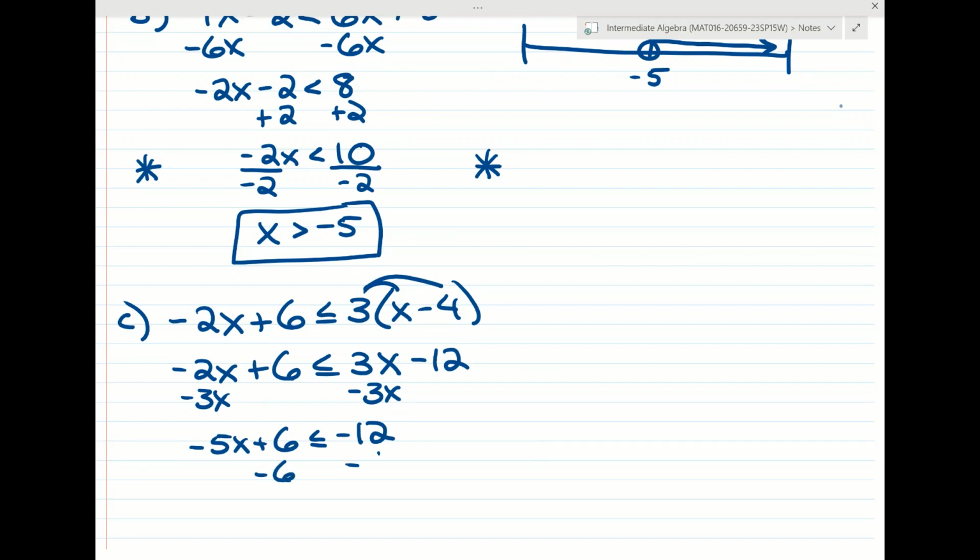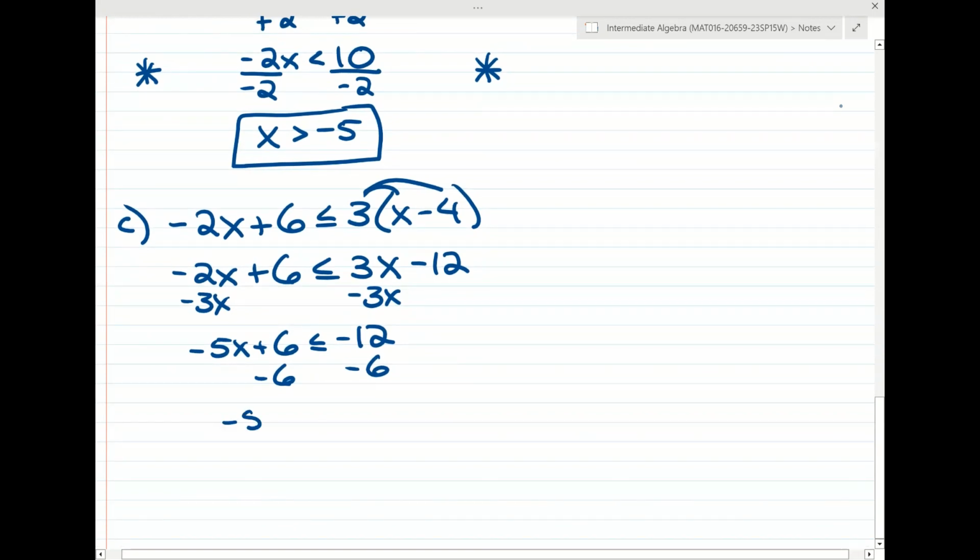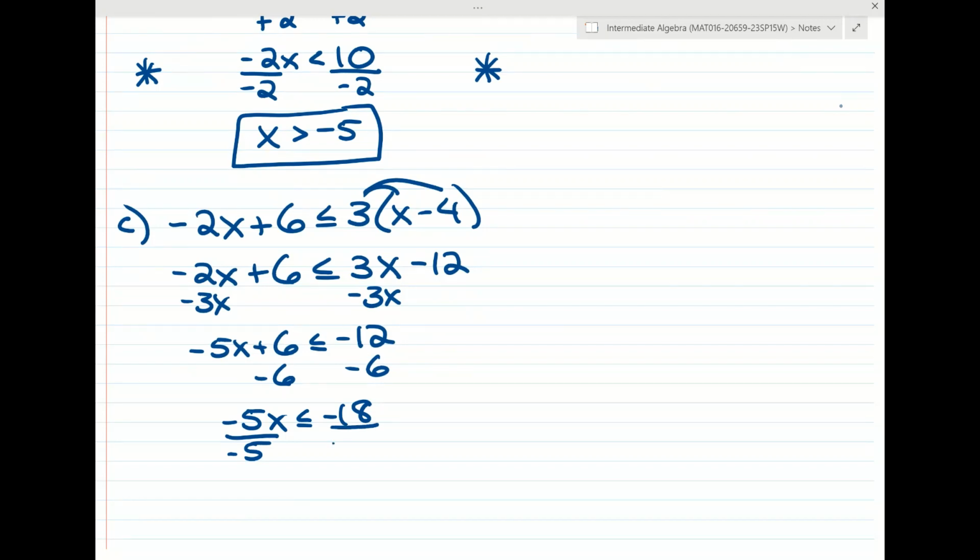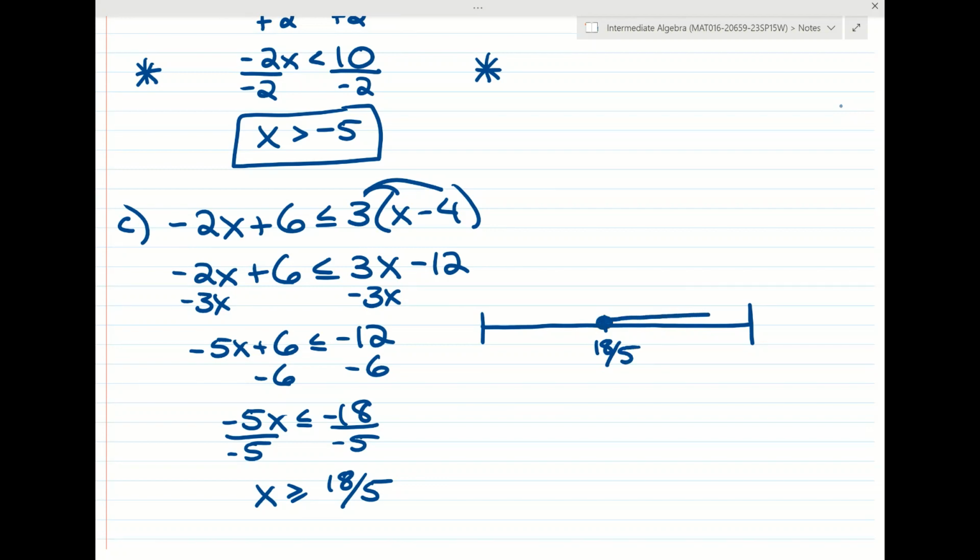If we subtract the 6, and then divide by negative 5, we get x is greater than or equal to 18/5. Now, we don't want to use decimals, and you don't want to say 3 and 3/5. You want to use improper fractions. So 18/5 would be a good answer. The way that we would graph this is you could just put a point at 18/5, closed circle, and all numbers over here are greater than or equal to 18/5.